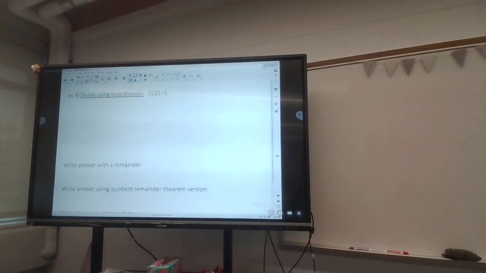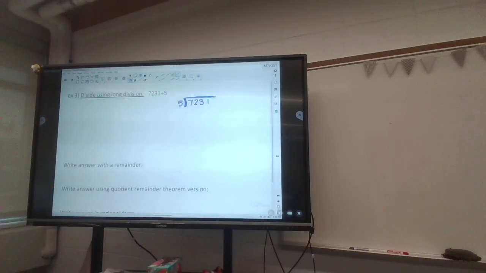So rather than grabbing our calculator and dividing 7,231 by 5, I want to know what my answer is with the remainder. So I'm going to divide this way, because we're also going to do this with polynomials. If you remember how to do this, great, and if you don't, that's why we're going to talk about it.